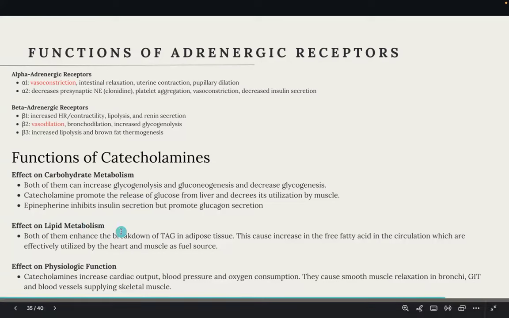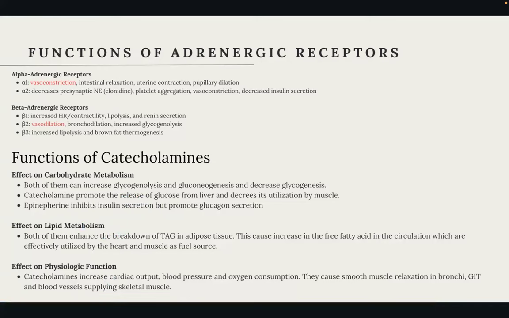Physiologic function, again, what does it do? It's going to bind to these receptors. Now, it's going to increase cardiac output, which means that the amount of blood I'm gushing out per pump is going to be very high. It's going to increase my blood pressure because it's going to cause vasoconstriction.